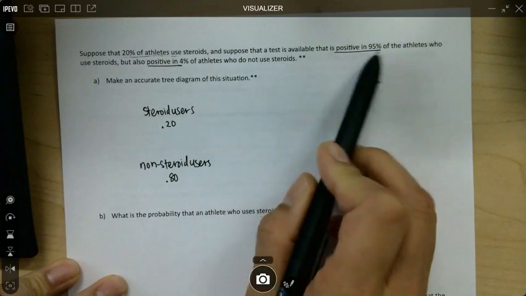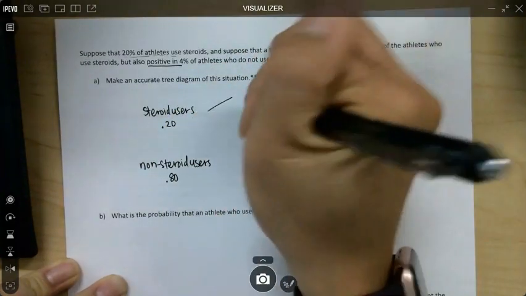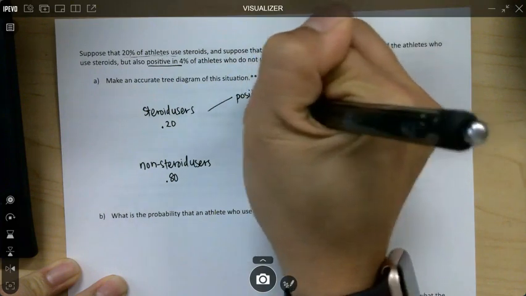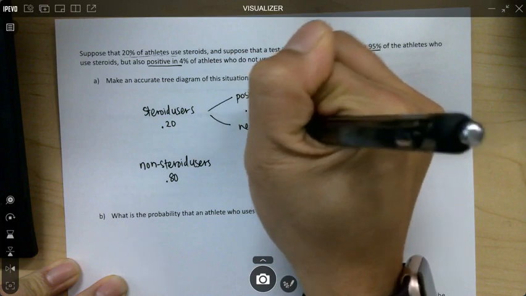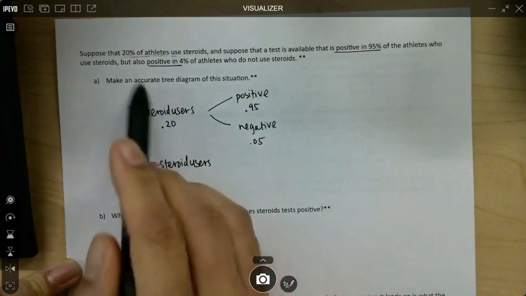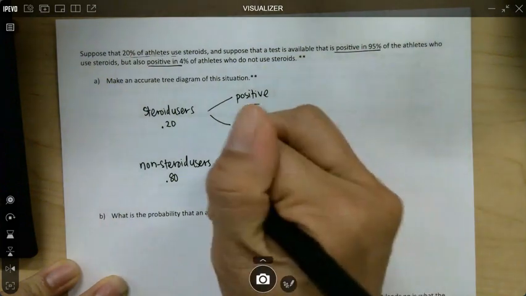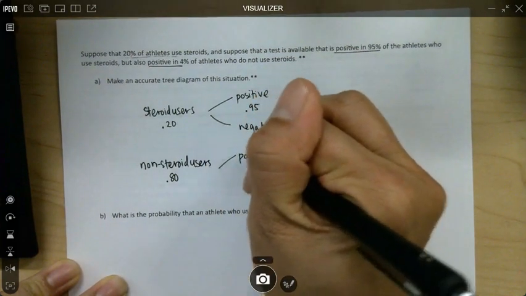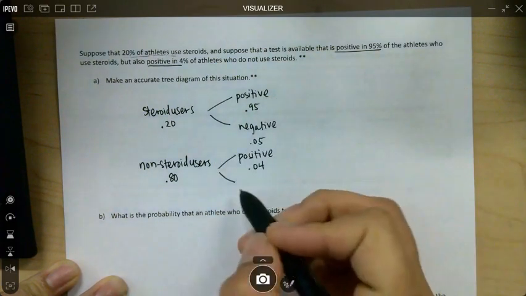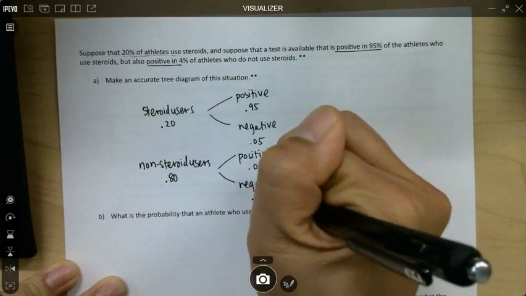Okay, so then we're going to use the next piece of information, which says that there's a test available that's positive in 95% of athletes who use steroids. So for steroid users, it shows up positive 95% of the time, which means that it's going to give them a false negative 5% of the time. But it also tells us that for non-steroid users, it's positive in 4% of athletes, which means it gives a false positive. So it shows up positive in 4%, so 0.04, which means that it's going to be negative 96% of the time, 0.96.